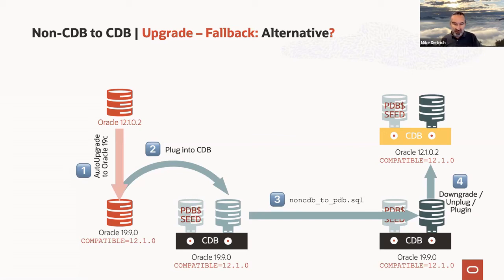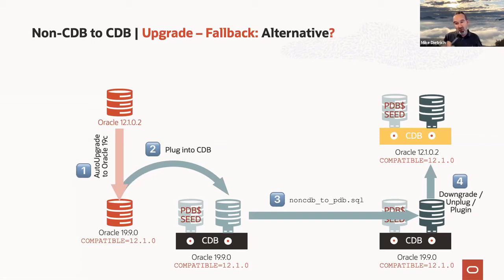Very important when you do this: no local undo. You need shared undo, because local undo is a 12.2 feature. Later on, you will need extra downtime in order to be able to switch to local undo. Sorry for the noise in the background. My printer is just doing the weekly printer check. So be aware, you have to make sure you create it that way.